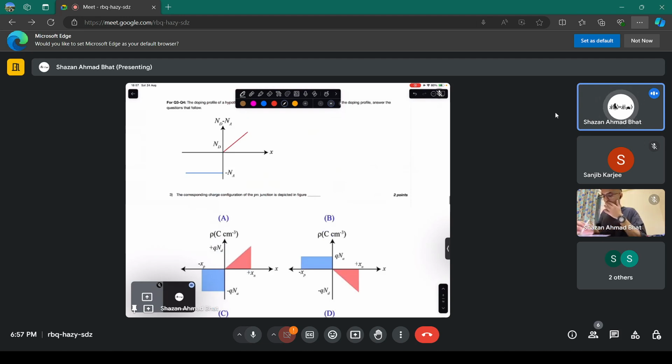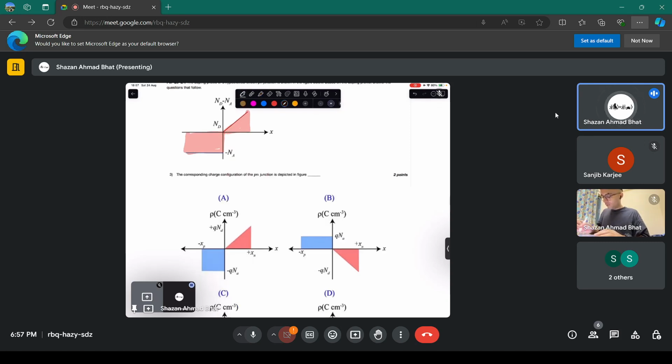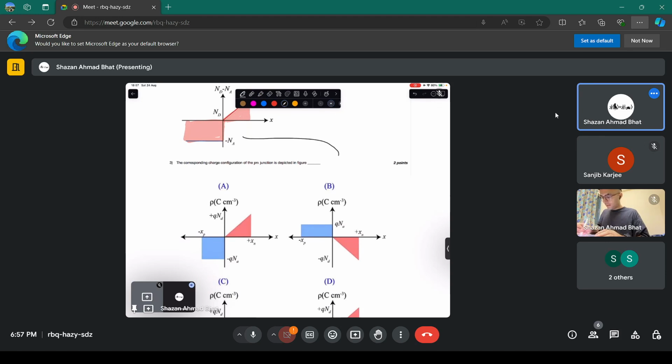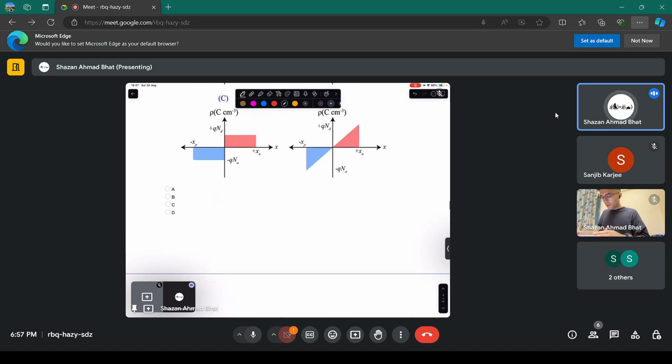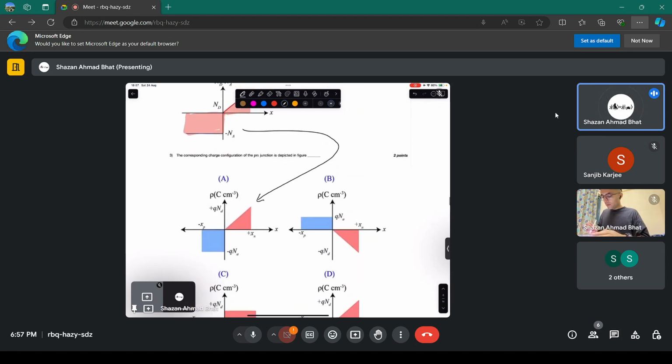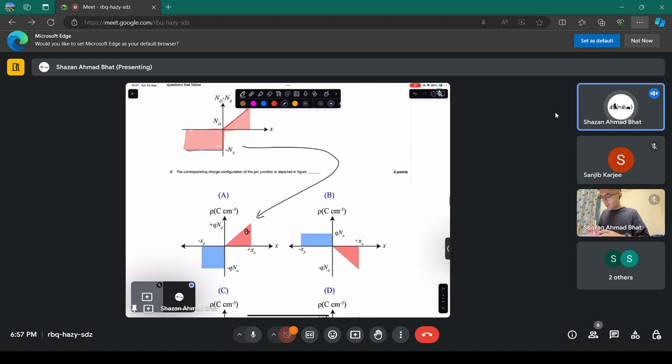And these are the profiles. Now you have the simplest profile here. You have a linear doping here and a uniform doping here. Now the charge configuration, the space charge region, is going to look something like this, because there will be spatially present charges over here, which will be q times Nd, and this will be q times Na.